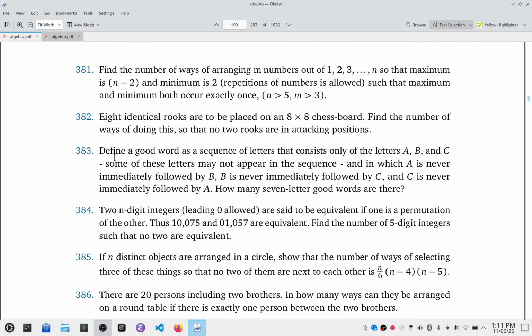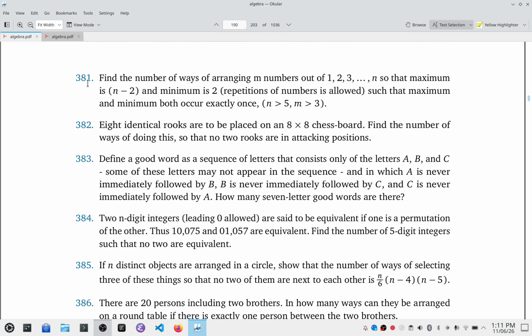In this video we will solve questions number 381 to 390 of the Algebra, Permutations and Combinations chapter.